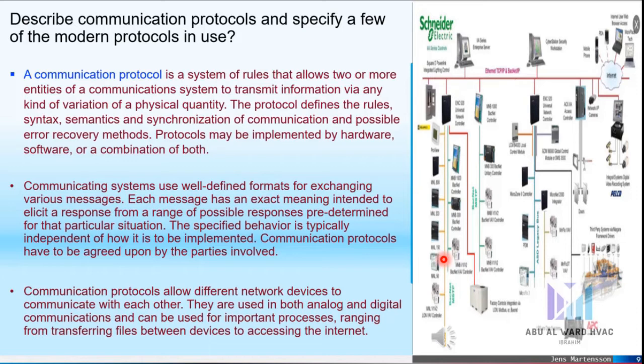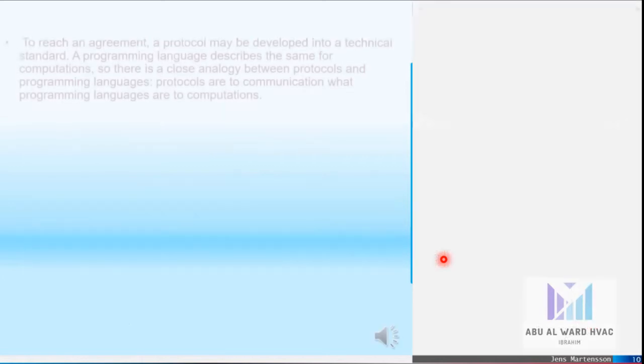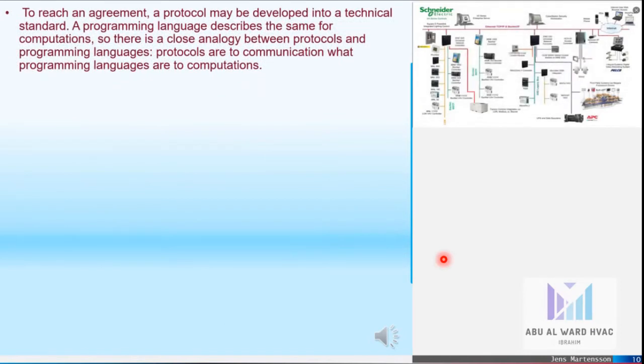Communication protocols allow different network devices to communicate with each other. They are used in both analog and digital communications and can be used for important processes, ranging from transferring files between devices to accessing the Internet. To reach an agreement, a protocol may be developed into a technical standard.